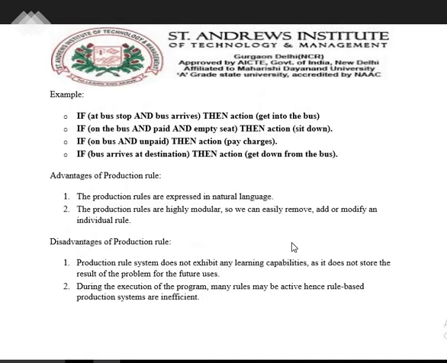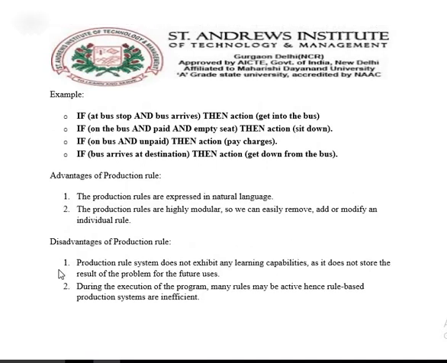The production rule system also comes with some difficulties, or disadvantages. The production rule system does not exhibit any learning capability. It only gives the statement for the occurrence of the situation. It does not store any result for a particular problem or for the future. During the execution of a program, many rules can be fired, or depending upon the situation can be changed. So the production system is not that reliable for real-time products, gathering information and knowledge.